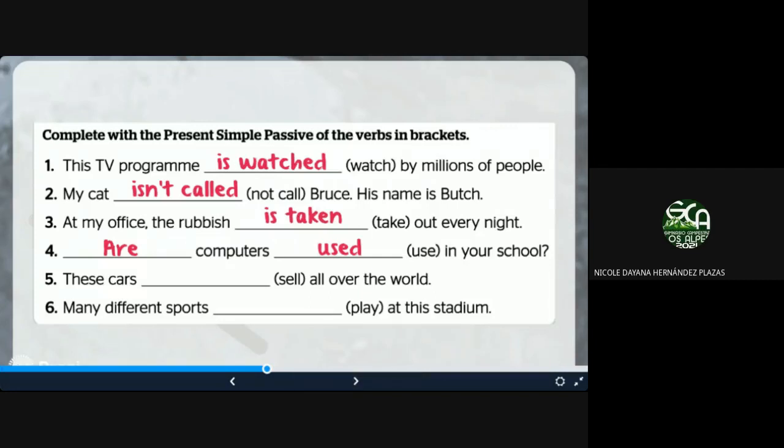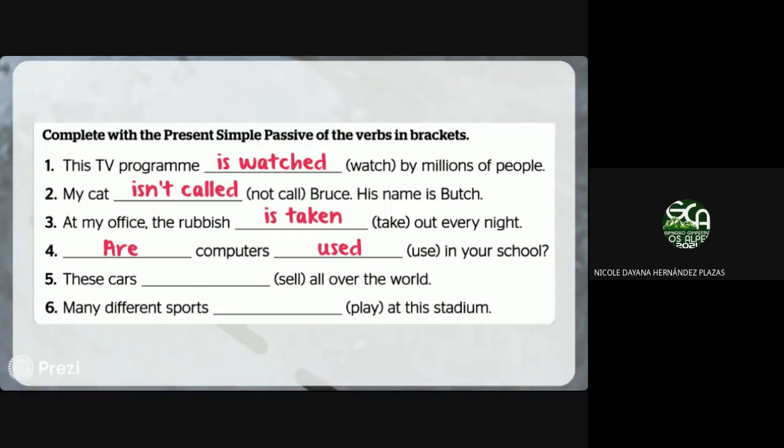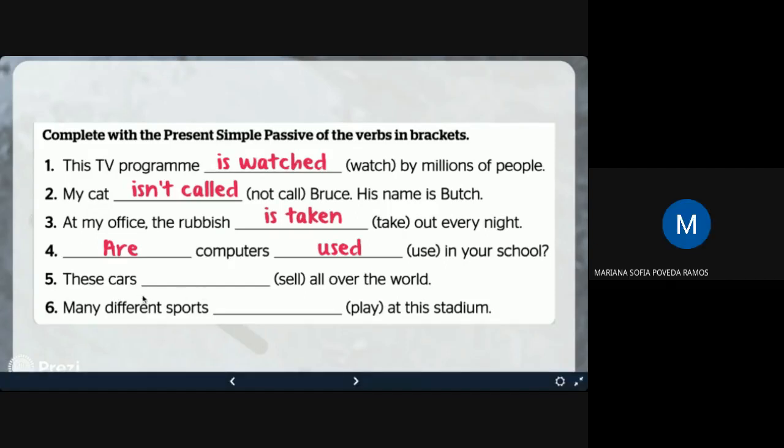Very good. Let's continue with Mariana Poveda. Mariana, go ahead. How can you complete this one? These cars, space, all over the world. How can you do it, princess? This car is sold. So, once again, cars, singular or plural? ¿Lo tienes singular o plural? Plural. Entonces, ¿qué utilizas? Are. These cars are. ¿Y cuál es el participio de sell, chicos?